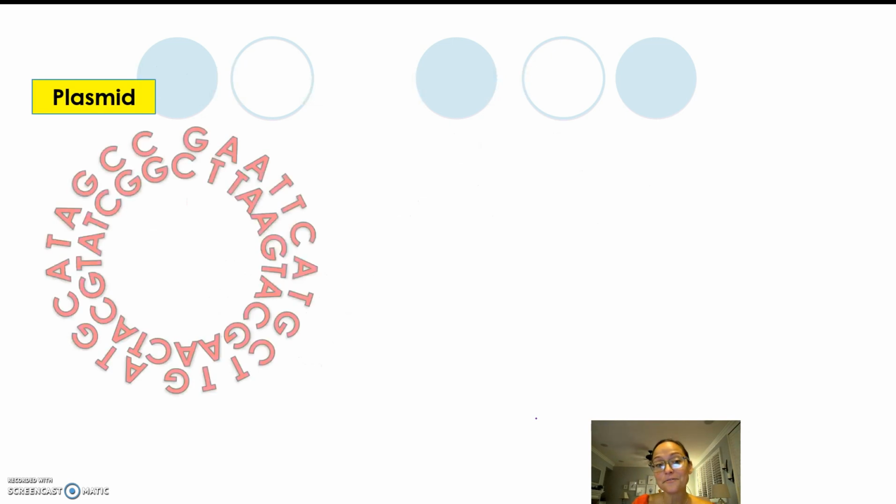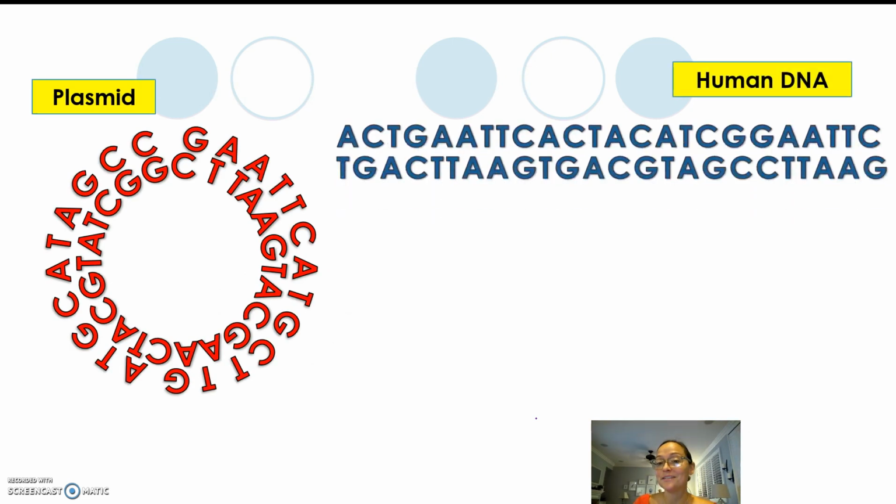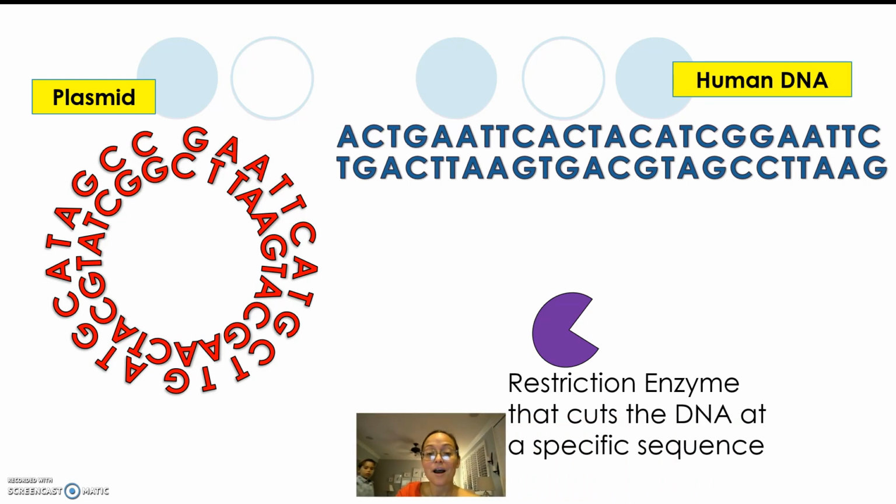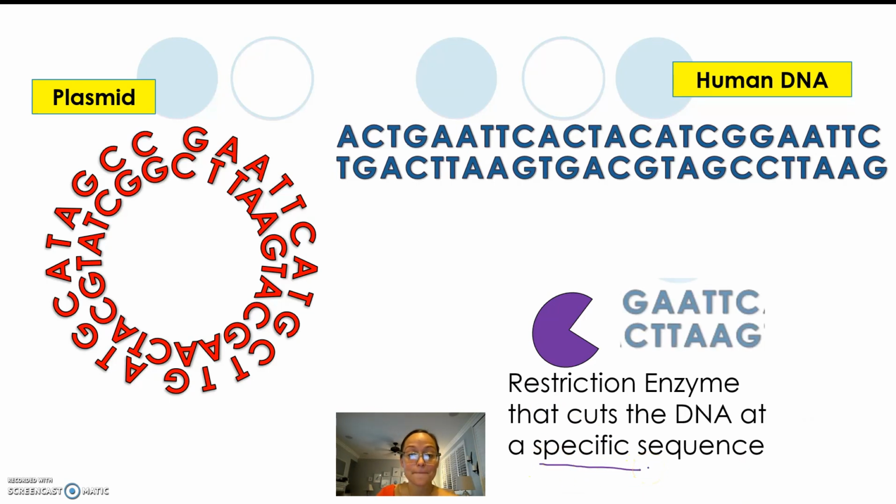So here's what we do. We take our plasmid and the human DNA. And when we look at this, we see that they're all made of A, T, C, and G. And we're going to use these things called restriction enzymes. Now, restriction enzymes are pretty cool. They cut DNA at a very specific sequence. So this restriction enzyme, for example, anytime it's working with DNA that has GAATTC, it's going to cut it. In the DNA, this area would be called the restriction site.